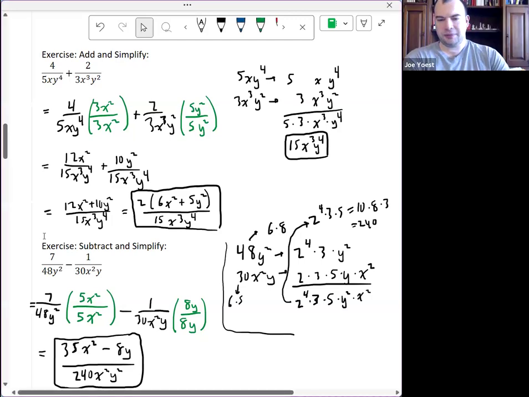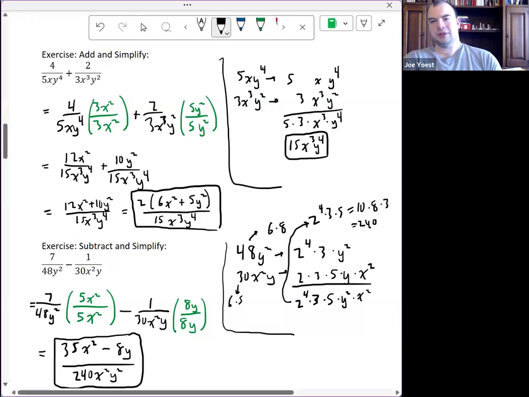Okay, it's right around 8 minutes now. So let's take a look at these two. For the first one, if we look at our denominators 5x y to the fourth and 3x cubed y squared, we come over to the side and we can write out their prime factorizations, which are pretty simple. We just basically end up with 5 times x times y to the fourth and 3 times x cubed times y squared.